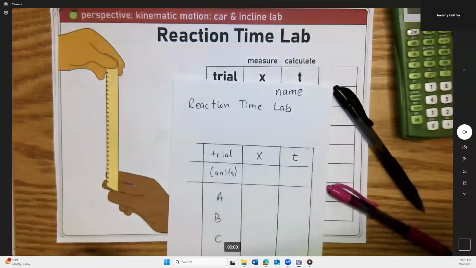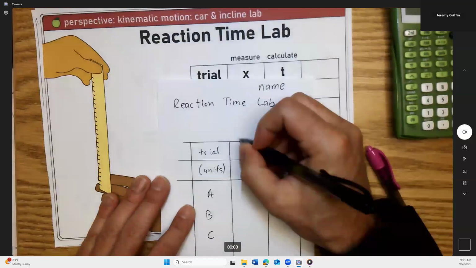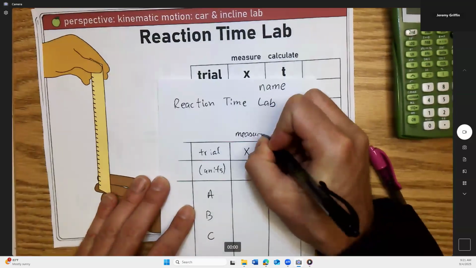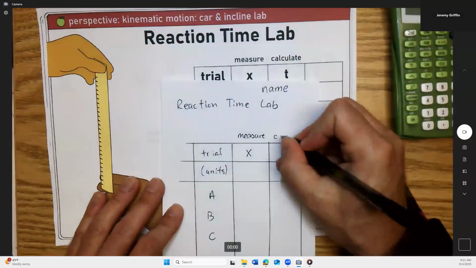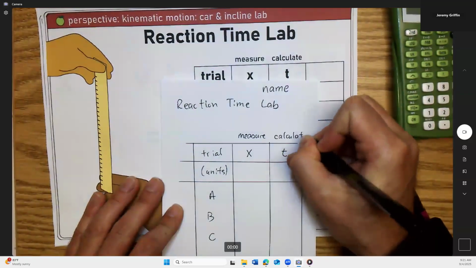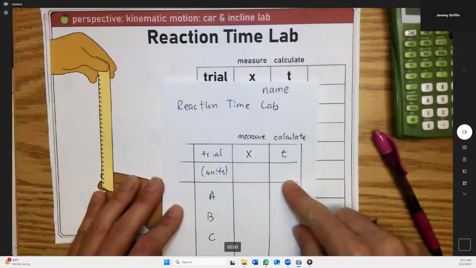Do you guys think you can calculate, if you measure how far the roller fell, just by seeing where you grab it, how much time it's been falling for, and therefore your reaction time?